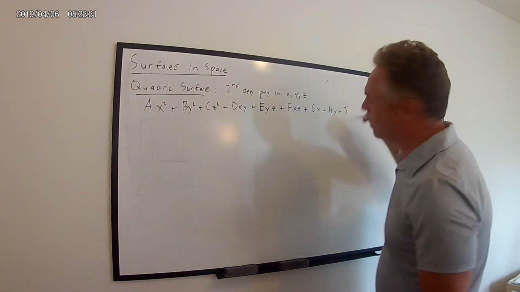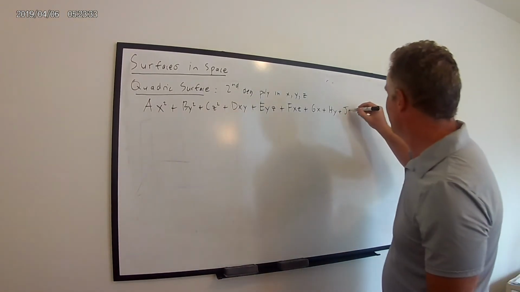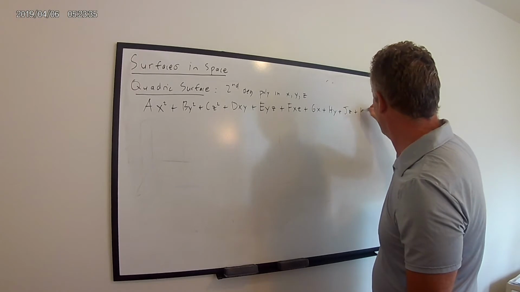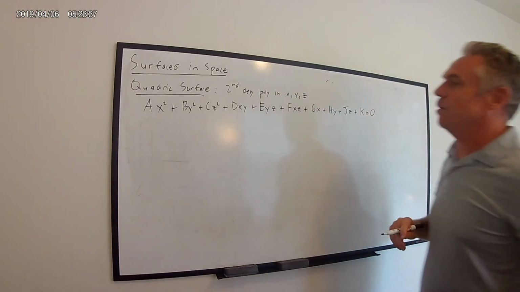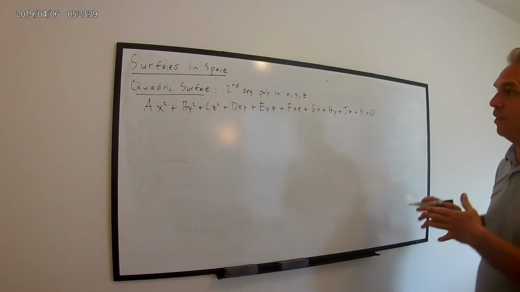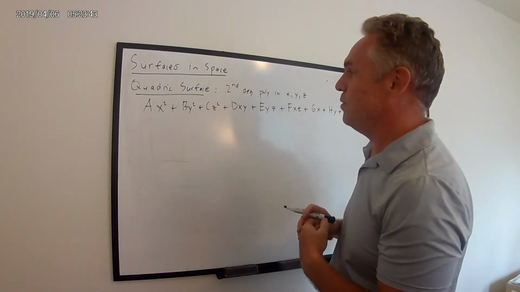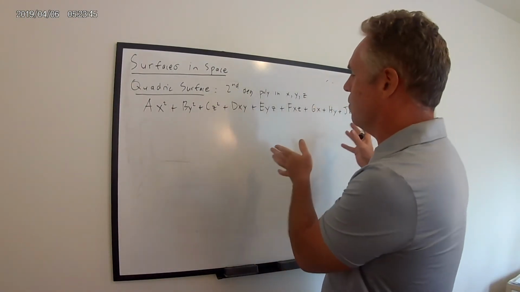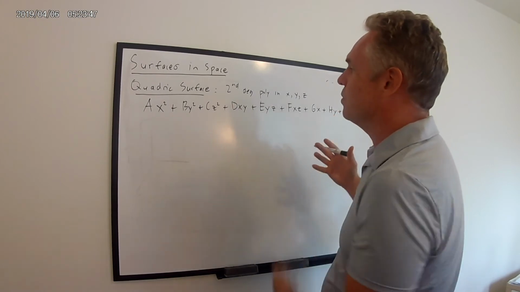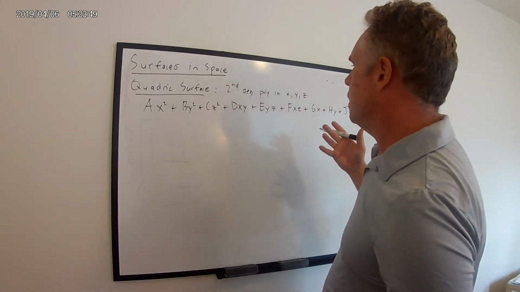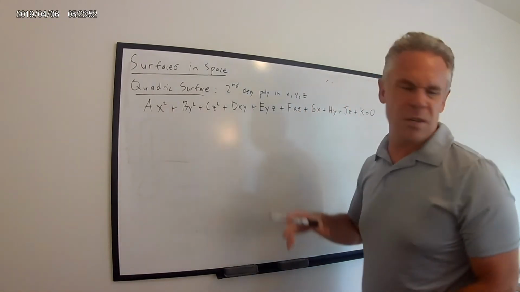We'll go with, I think they use a j here for z, and then we do a k here, and this equals 0. So this is a mouthful, but basically this is a quadratic surface. It's a second degree polynomial in x, y, and z, and this creates a graph. You can create a graph of this. And often we can complete the square to write these in a simpler form.